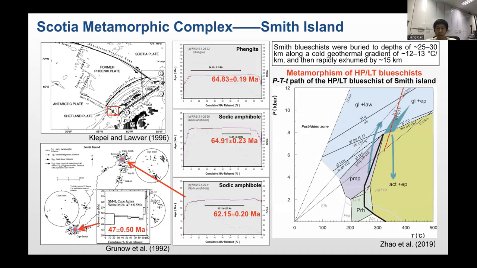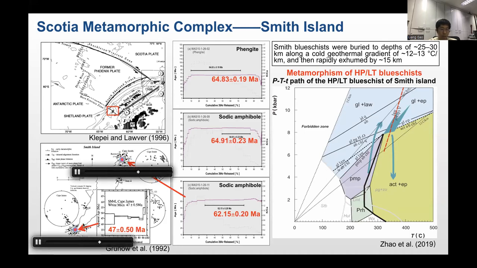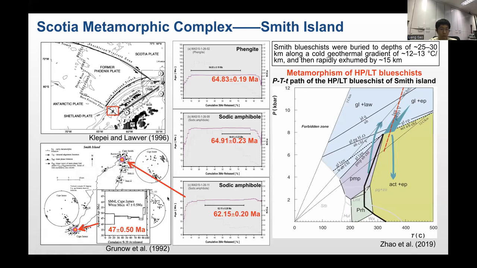Smith Island is composed of high-pressure, low-temperature blueschists, and these rocks formed about 64 million years ago at Cape Smith. The rocks collected from Cape Gemma have been dated at 47 million years ago.